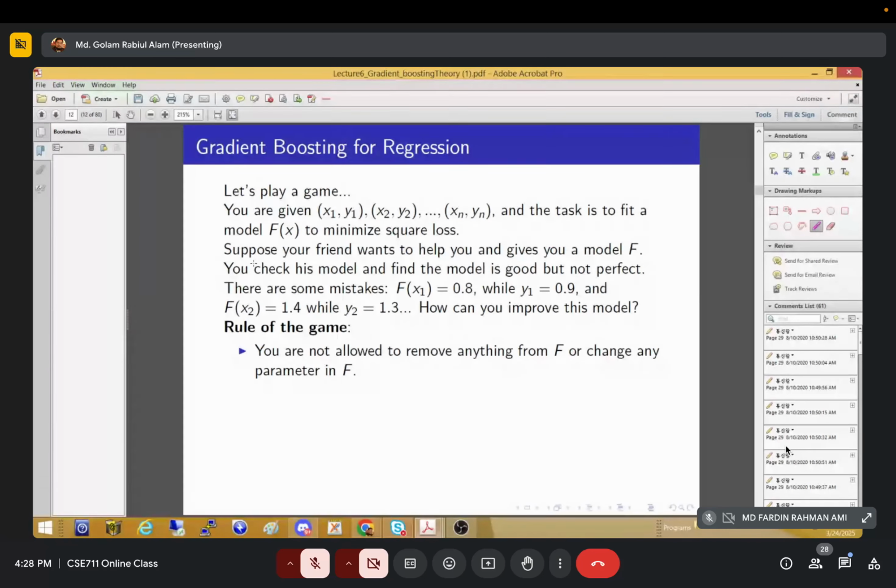Okay, for that, one of the games we can discuss is, if you are given the data points x1, y1, x2, y2, up to xn, yn. So these are the data points. Specifically, x1, x2, and xn are our feature vectors, and y1, y2, and yn are our class labels.